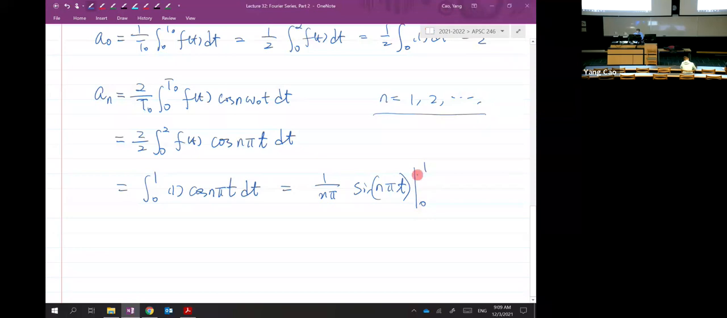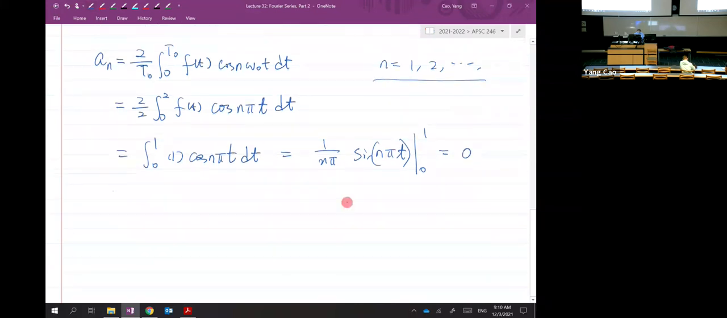Once you plug in 0 and 1 into the sine, this is where you need to have some common knowledge about sine or cosine values at some integer multiples of pi, or even half of pi, or 3 pi over 2. So when you plug in 1 over here, you get n pi, and sine n pi, doesn't matter what n is, always is 0. And you plug in 0 here, sine 0, of course, is also 0. So the whole thing is equal to 0.